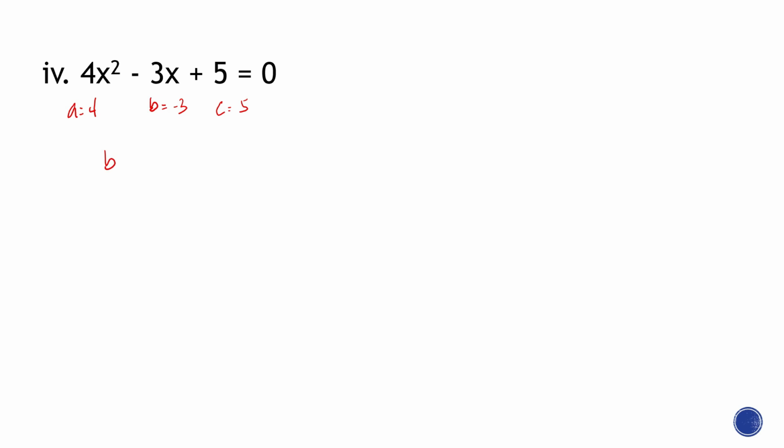Alrighty. B squared minus 4ac is the formula. This is negative 3 squared minus 4 times a, which is 4, c is 5. Negative 3 squared is equal to 9 minus 4 times 5. I want to multiply these two first. That's 20 times 4 is negative 80. So 9 minus 80 is equal to negative 71. So negative 71, which means it's a negative number, it's less than 0. And in this case, this quadratic equation has two imaginary roots.